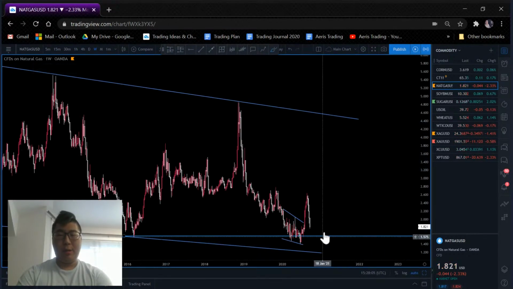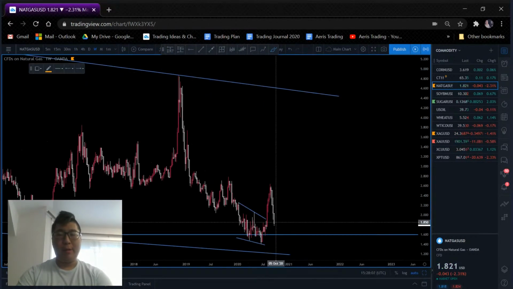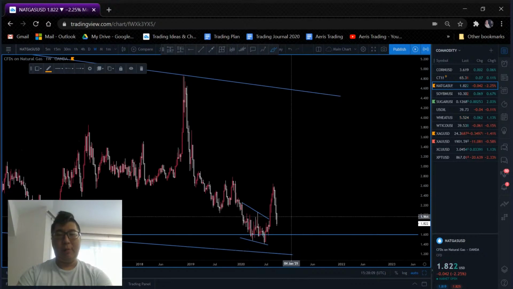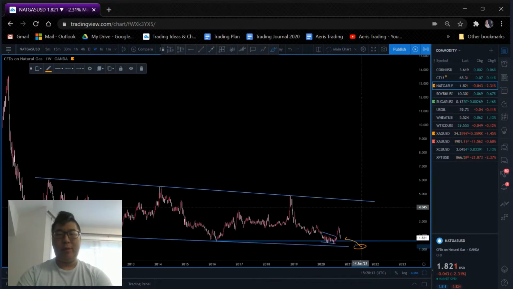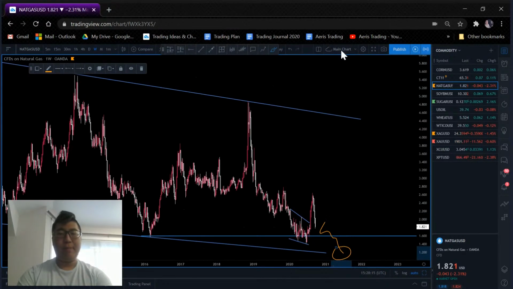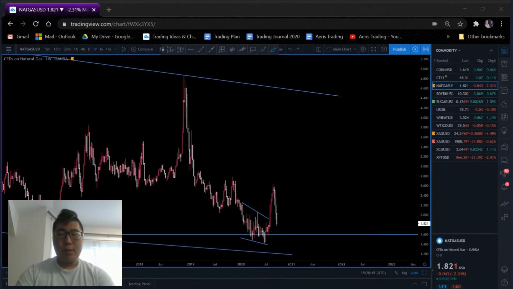Not too interested in this area though. If I was to look into this deeper, then I would wait for the price to consolidate and drop down lower and see if there's a reversal to potentially push the price up. Okay, so that is natural gas.